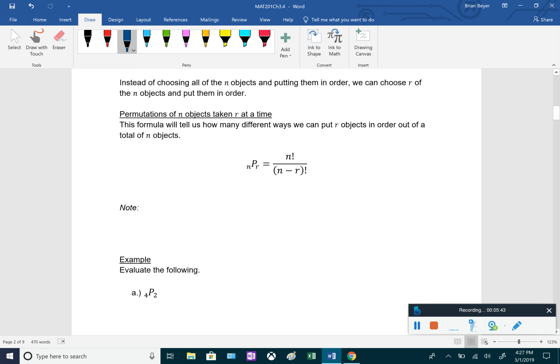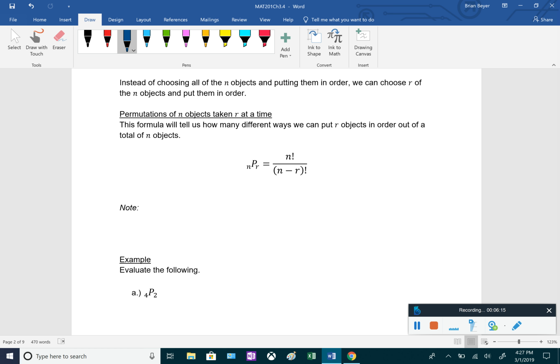So now something that's pretty similar, but just a little bit different. In the previous thing that we did when we were doing n factorial, we had n number of objects and we were putting them in order. And that n factorial told us how many different ways we could put them in order. So instead of choosing all of the n objects and putting them in order, we're going to choose a certain amount of them, but not all of them. So we're going to choose r number of objects out of n number of objects and put them in order.